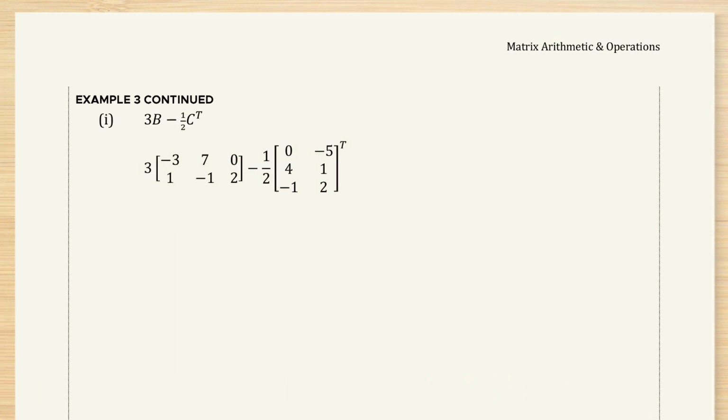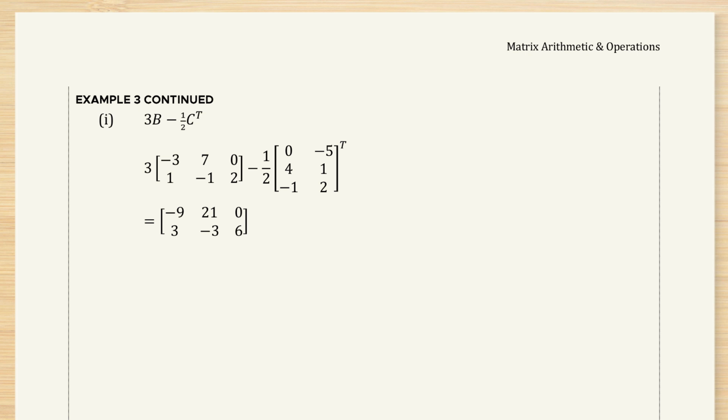3B minus half C transpose. First, let's figure out what is 3B. Take the matrix B and multiply all of the entries by 3. And then half C transpose. We can do this two ways. The first way is taking the transpose of C and then multiplying by half. Or we can multiply C by half and then take the transpose.